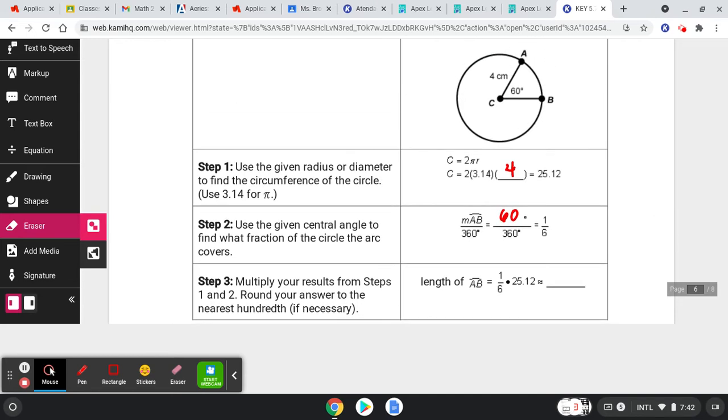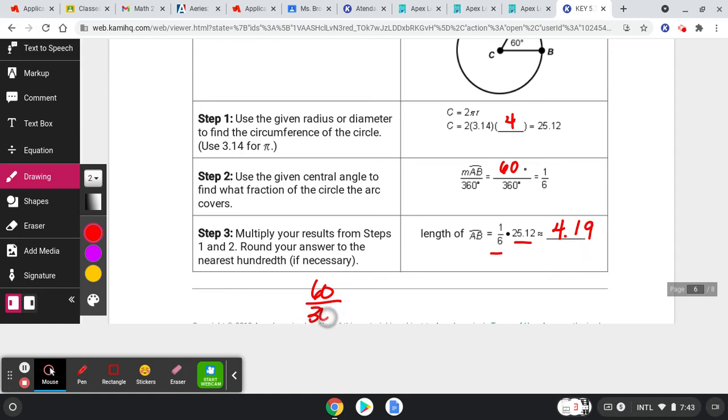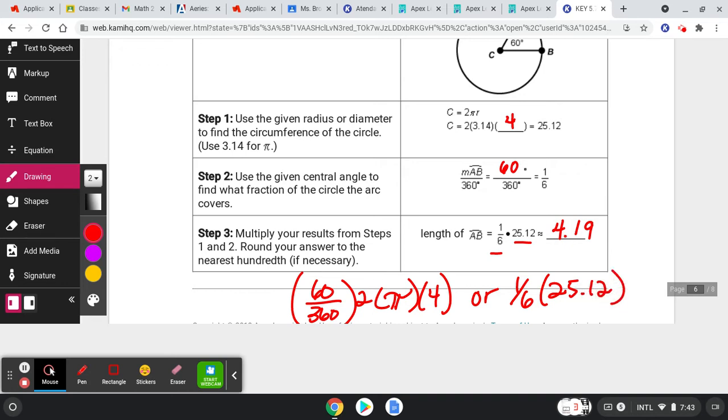So now we do this in our calculators: 60 over 360 times the 2 pi r, or we simplified it, 1/6 times 25.12, which is approximately 4.19. So type that into your calculator so that you know you're getting it right. Type in 60 over 360 times 2 times pi times the radius, or you can type the simplified version of 1/6 times 25.12. Type that into a calculator so you can see that you definitely know how to get this.